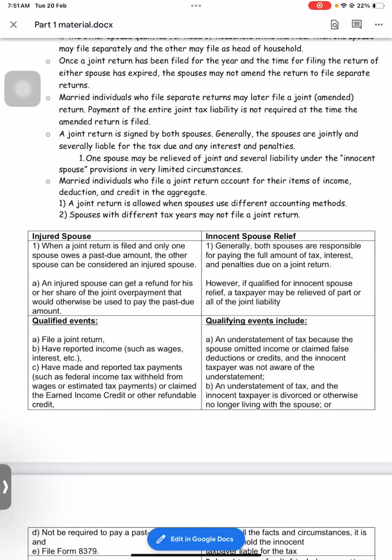Got it, guys? There is a very minute difference between injured spouse and innocent spouse. Injured spouse is where one spouse makes a mistake and the other spouse is by default made liable. So why should he or she pay the penalty or interest or anything, right?